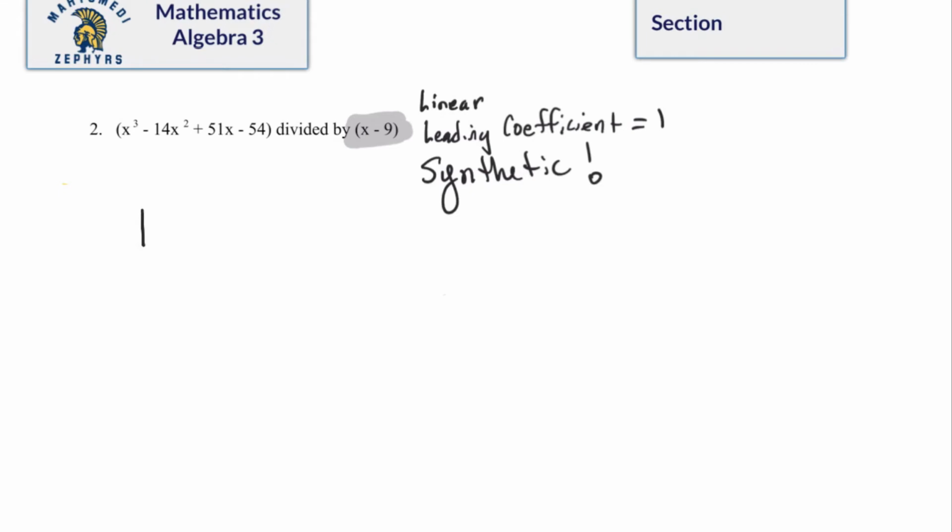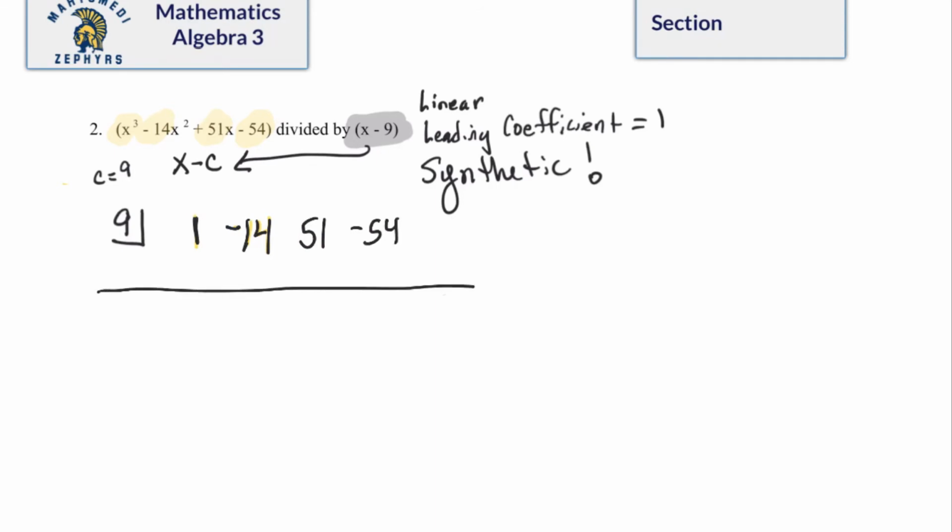Let's go. Again, in the box, we pretend that the x minus 9 is really x minus c, a number, and c goes in the box. So 9 goes in the box. Even though it's minus, a positive 9 goes in the box. Now we're going to take the coefficients: 1, negative 14, 51, and negative 54. We write those to the right, and here we go.